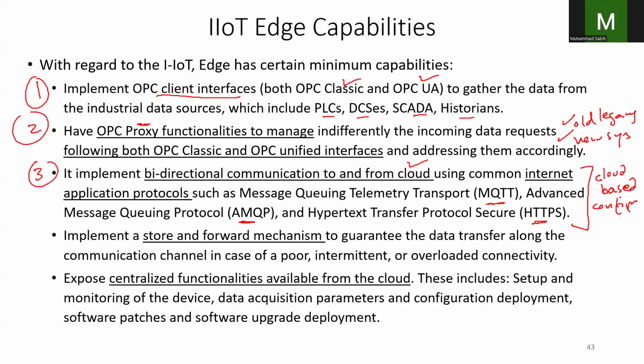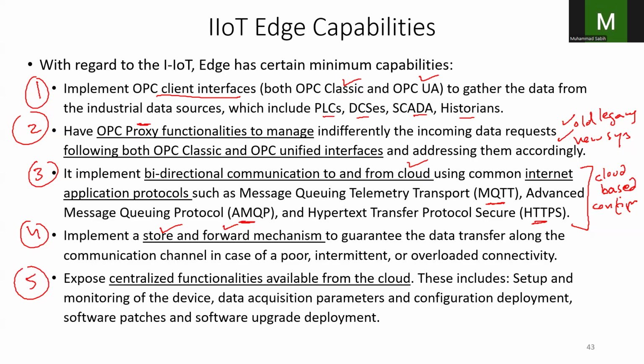And then it should also have the store and forward mechanism we saw in the last slide, because in many real-world factory setups, internet connectivity is not always guaranteed or stable. So the edge devices store the data locally and forward it to the cloud once the connection is restored. And there are several reasons, because a problem with the internet is common.